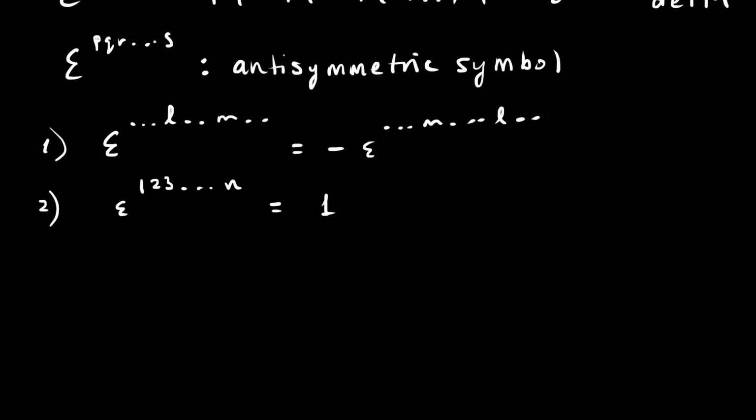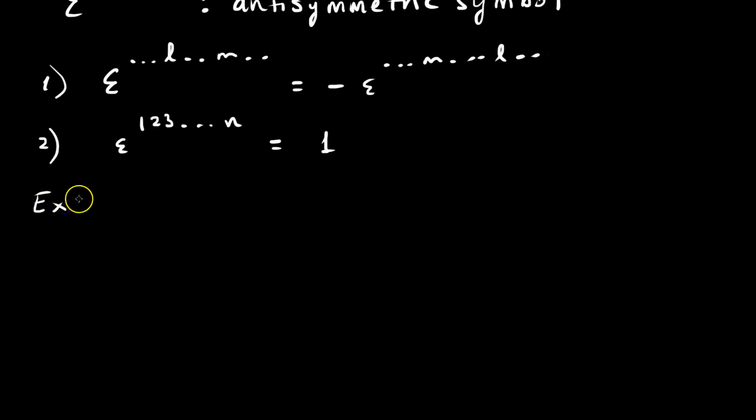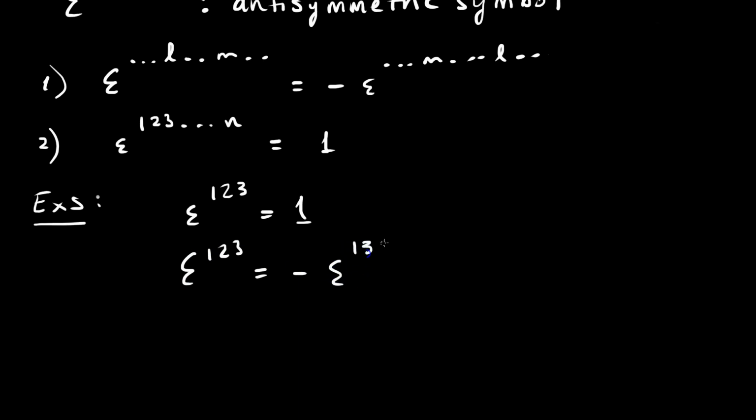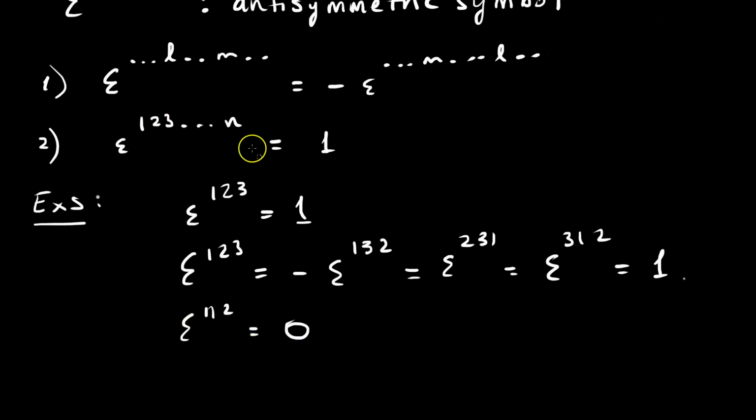Okay, and so let me give you some examples of this. So standard examples: epsilon 1, 2, 3 is equal to 1, right? Because this is just that. And then epsilon 1, 2, 3 is the negative of epsilon 1, 3, 2, right? Because we flipped them. If we flip them, then it takes on a negative sign. And this is the same as epsilon 2, 3, 1. It's cyclical. Same thing as epsilon 3, 1, 2. And this is all equal to 1. And also this means that epsilon 1, 1, 2, if we have a repeated index here, this is equal to 0. Because, why?